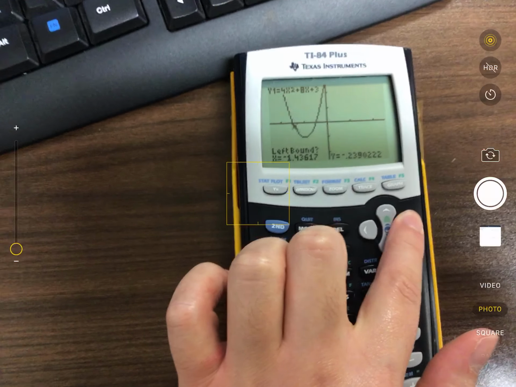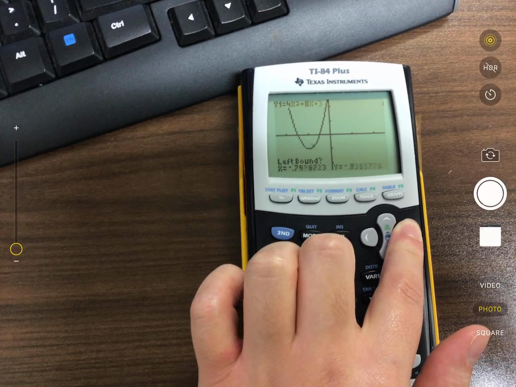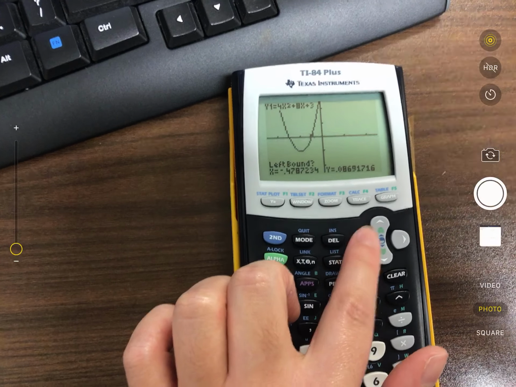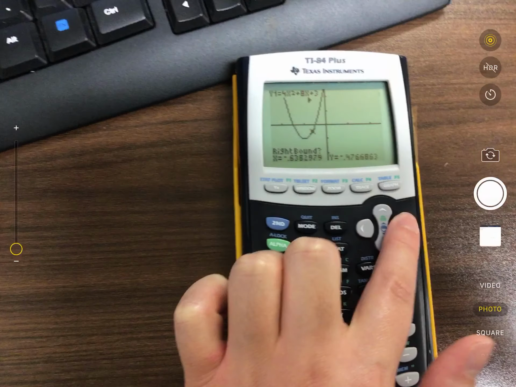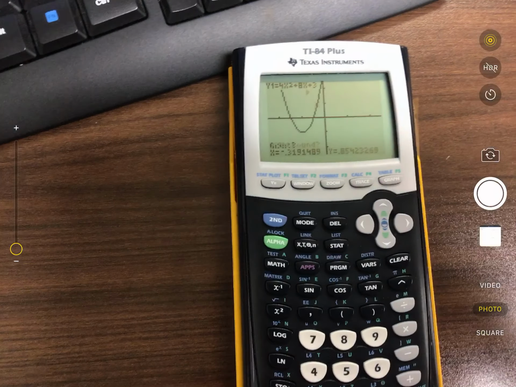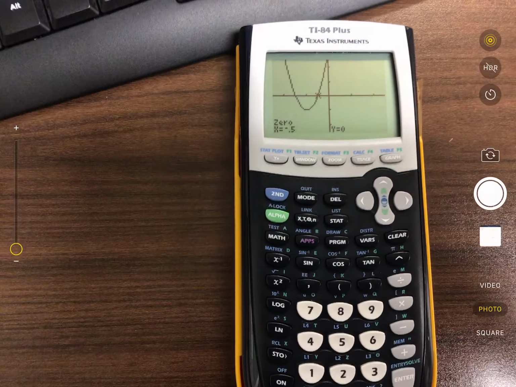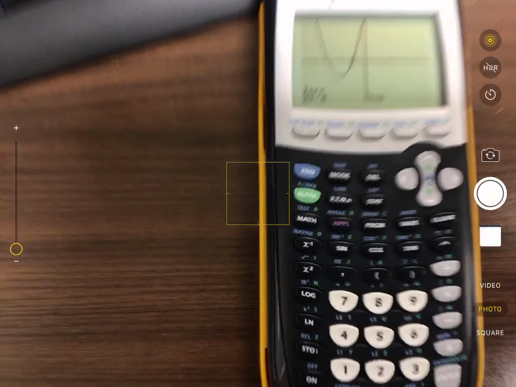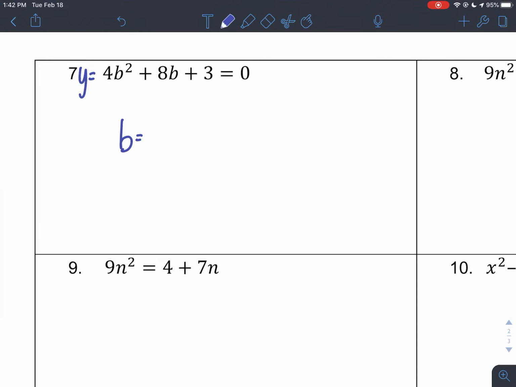If I do that again, you go over to the other x-intercept. Left button 1, 2, 3. 1, 2, 3, 4, 5, 6. Our other x-intercept is that x is equal to -0.5. So on this one, b was -1.5 and -0.5.